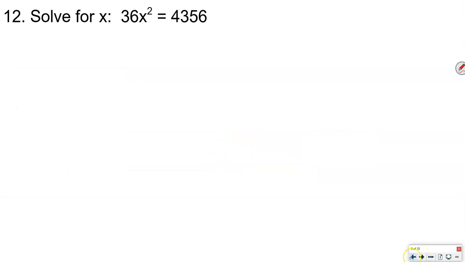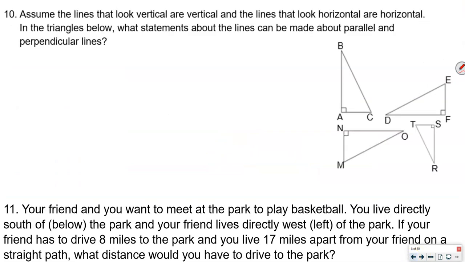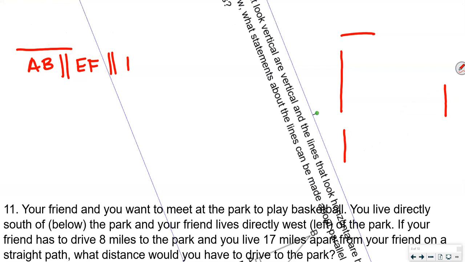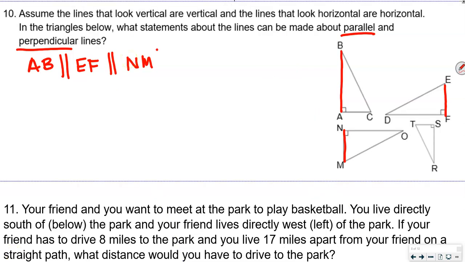All right, so the next one says, assume that the lines that look vertical are vertical and the lines that look horizontal are horizontal. In the triangles below, what statement about the lines can be made about parallel and perpendicular lines? So we're going to start with AB right here, okay? And we're going to talk about parallel. So AB is parallel to what other lines? Isn't it parallel with EF right here? Because it's also a vertical line. And what else is it parallel with? NM. And these are all parallel with one another. So that was NM. And then also right here, SR.